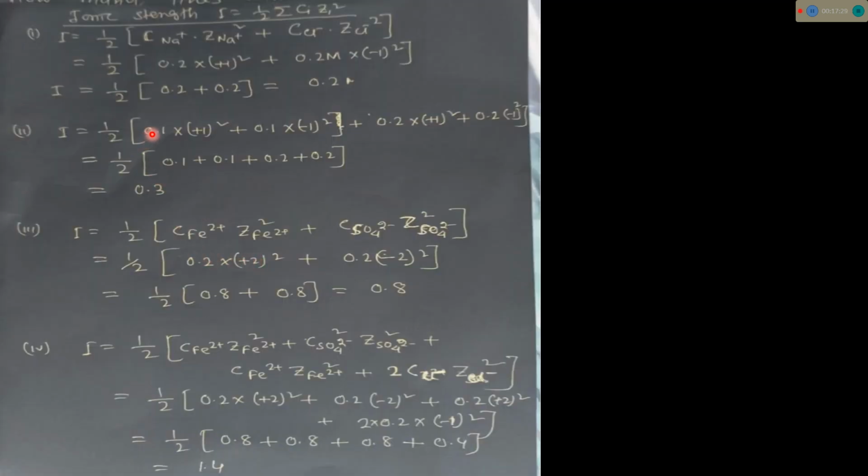In the second case there is a mixture of electrolytes, 0.1 molar NaCl and 0.2 molar KCl. So 0.1 concentration of Na plus, plus 1 whole square, this is for Na plus; 0.1, minus 1 whole square, this is for Cl minus; this is for K plus, 0.2, plus 1 K plus charge; and 0.2, Cl minus charge square. So in this way we can calculate the I term for each case.